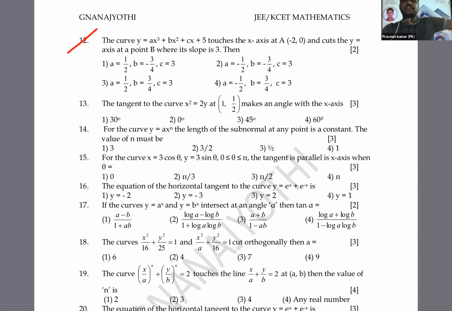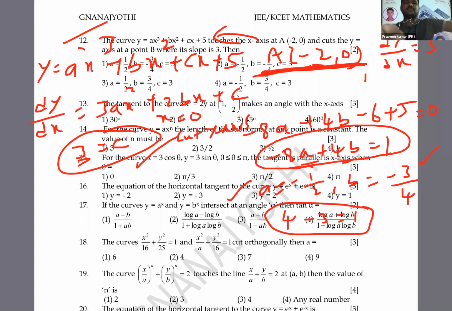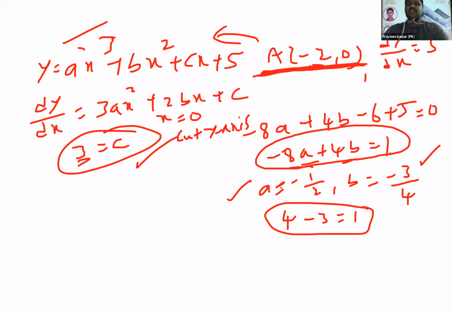See the solution like this. For the given equation, take the first derivative. Ax cube derivative is 3x square, bx square derivative is 2bx, cx derivative is c, 5 derivative is 0, leave it. It cuts the y-axis, which means x becomes 0. In place of x, I substitute 0. And the slope they have given is 3. So left hand side 3, right hand side in place of x 0 means c is 3, you got.